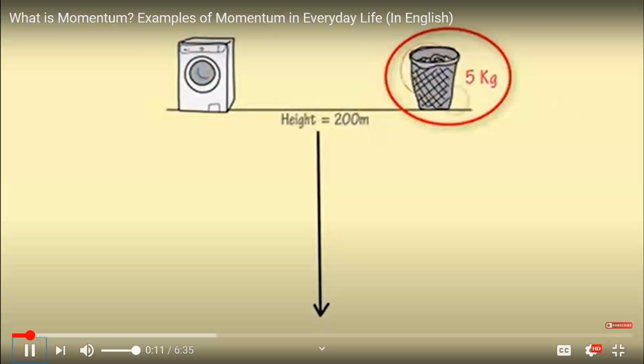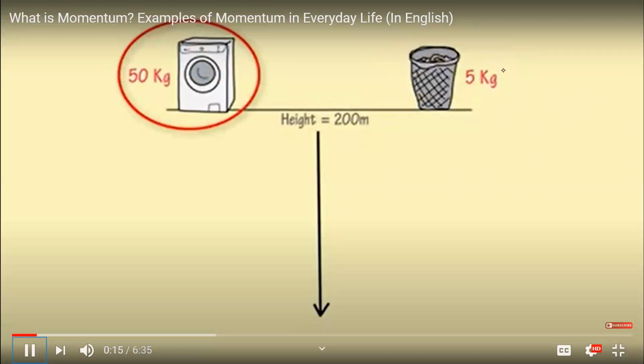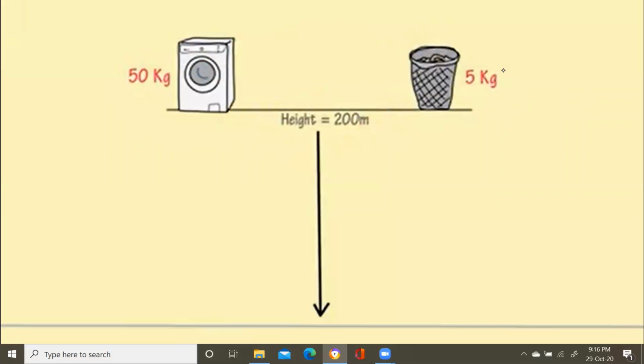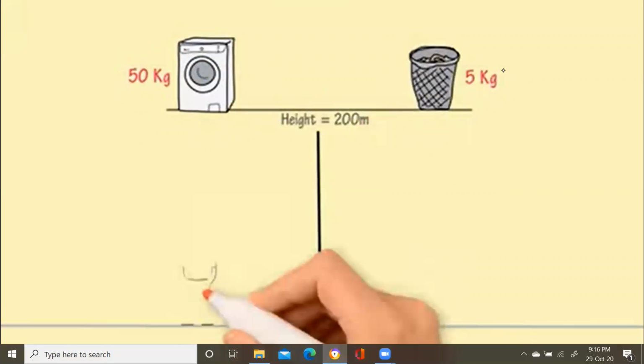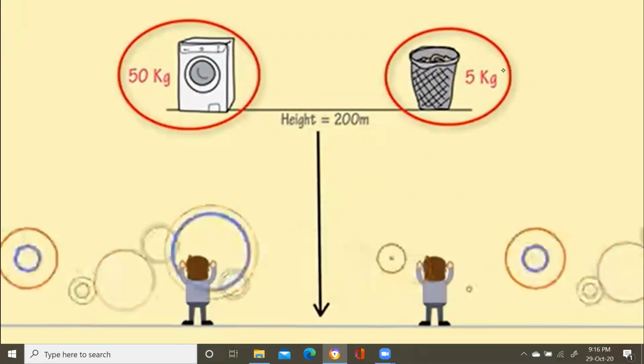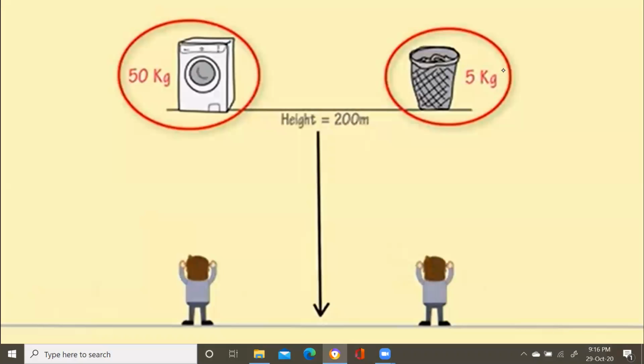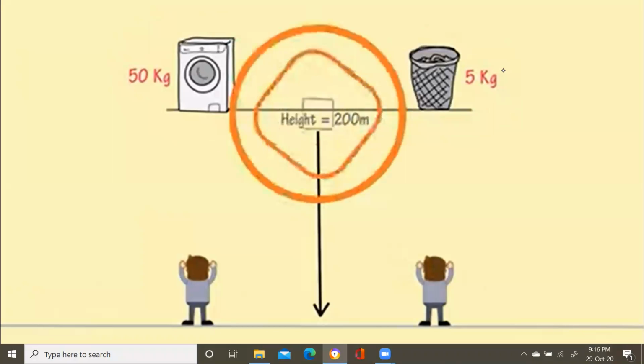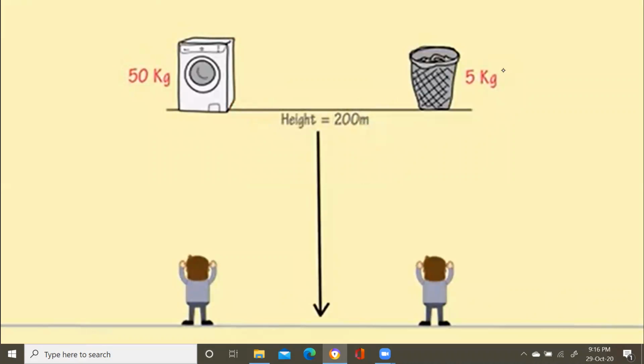Mass of this object is 50 kg. These both bodies accelerate with the same speed towards Earth. If I ask you to catch one object out of these two objects, which object would you choose to catch? I am sure you will choose the object of mass 5 kg.